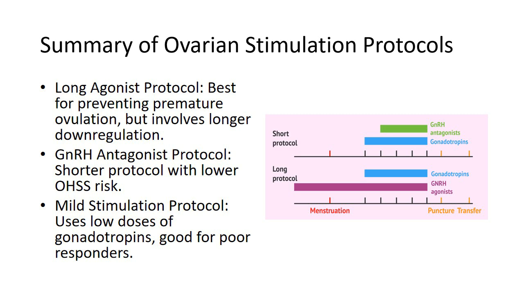Risks and complications of ovarian stimulation. Ovarian hyperstimulation syndrome, OHSS: excessive ovarian response leading to fluid accumulation and enlarged ovaries. Risk factors: PCOS, high estradiol levels, excessive follicle response. Prevention: lower gonadotropin doses, GnRH agonist trigger instead of HCG, and cycle cancellation if high risk.